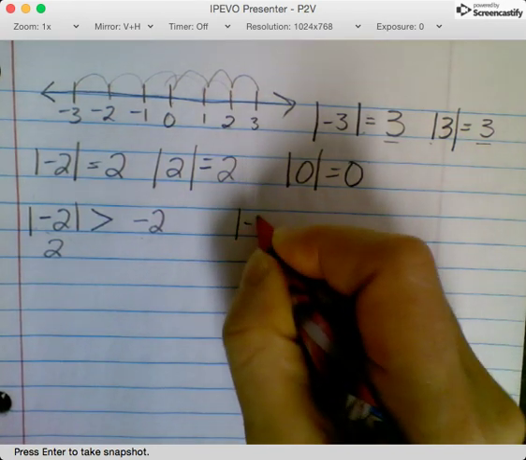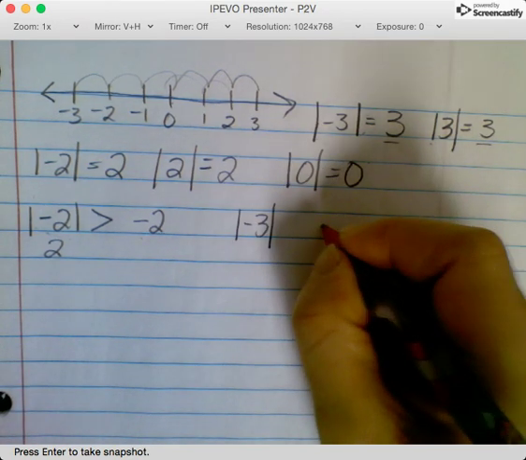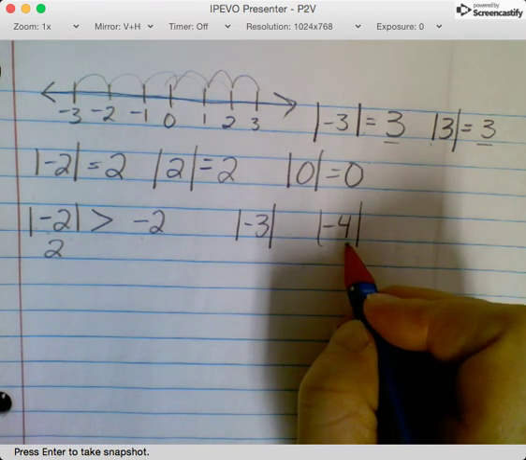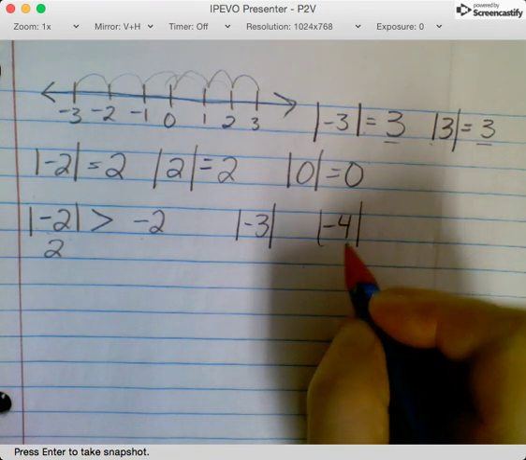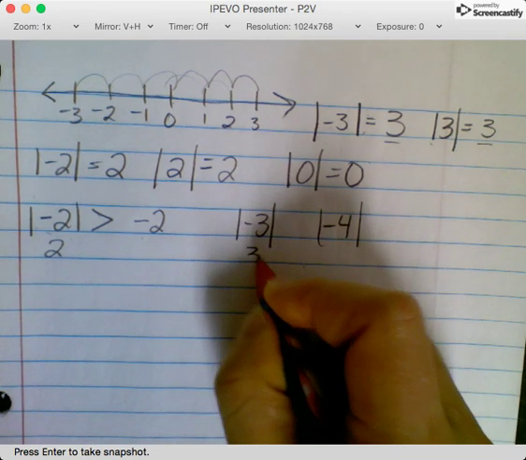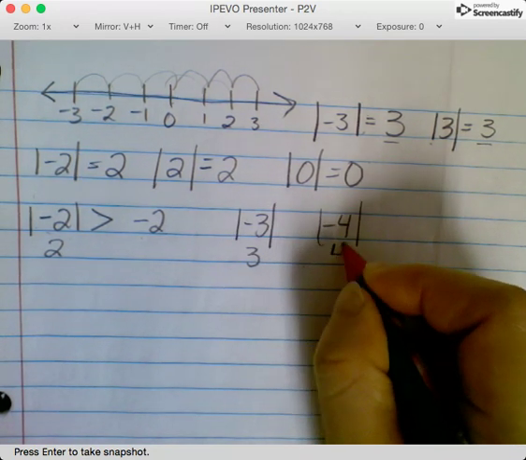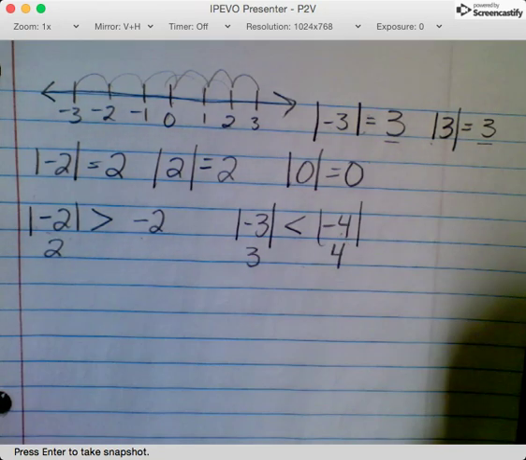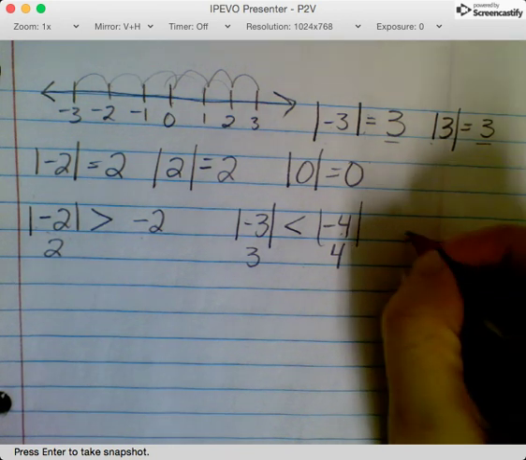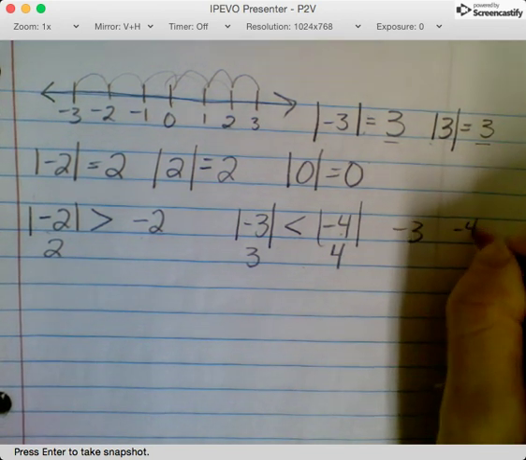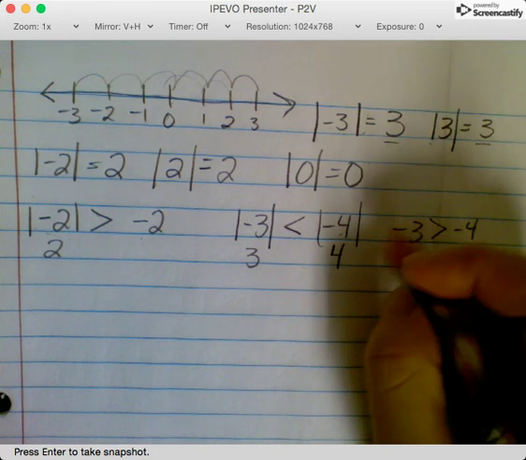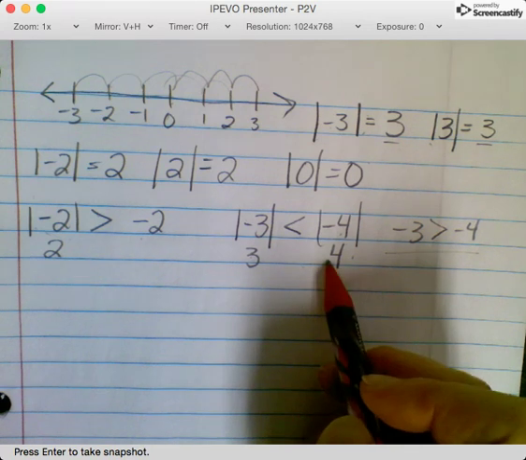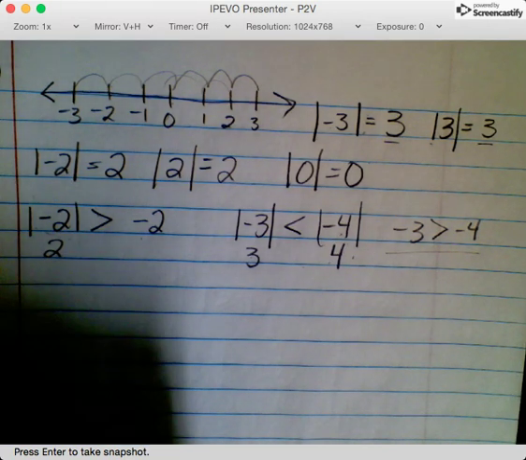Let's do a couple more. So we have -3 and the absolute value of -4. The absolute value of -3 is 3. The absolute value of -4 is 4. So the absolute value of -4 is greater. Now remember, if you just had -3 and -4, it would be the other way around, without the absolute value signs. But with them, they become the numbers as positive numbers. So that makes them backwards.